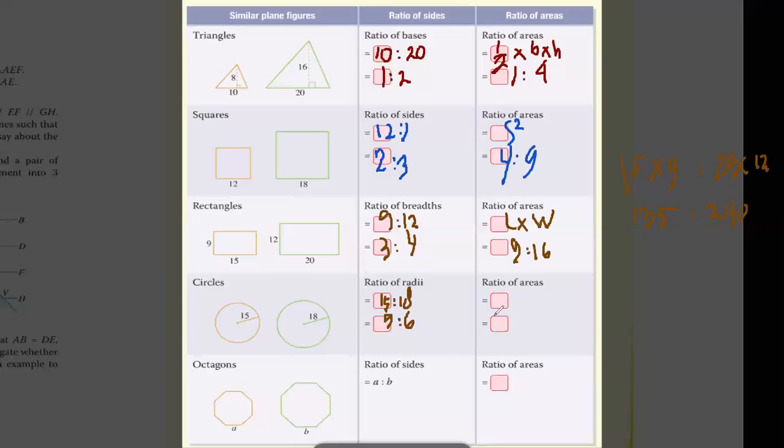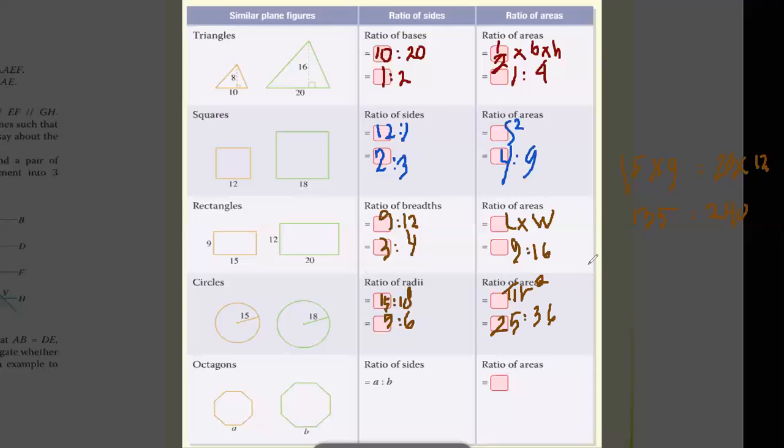Jovian, ratio of area for circle. Aubade, ratio of area for circle? 25 to 36. Okay, you use the formula. Area of circle is pi r squared, and then you input the value of the radius, and then you find the ratio of both circles. 25 to 36. Okay, good.